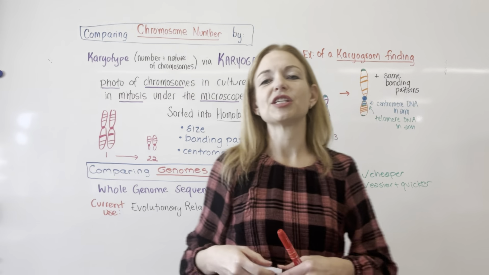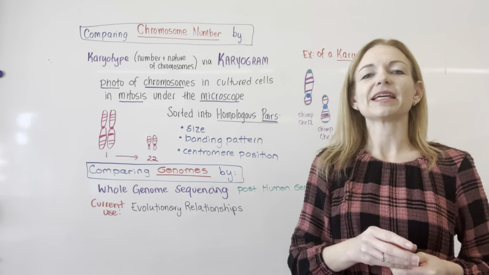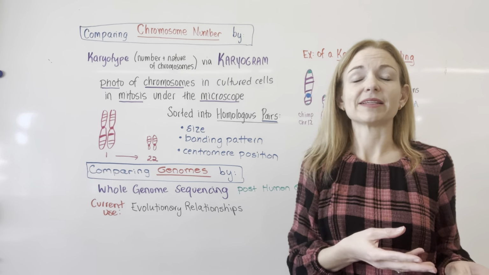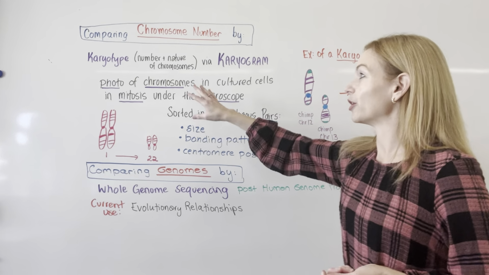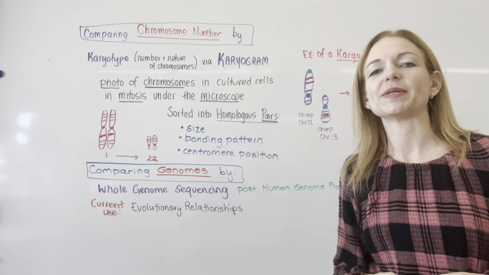So we can use genome sequences to really work out exactly how different they are, because again, chromosome number is not as sensitive, and some different species can end up still having the same chromosome number. So this would give us a better insight into their genetic similarity. So this is an indirect way of looking at it. This is much more specific.